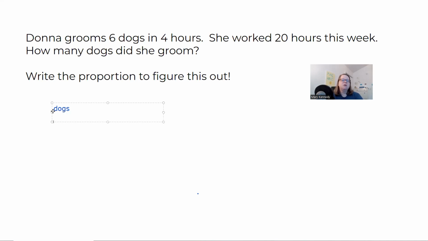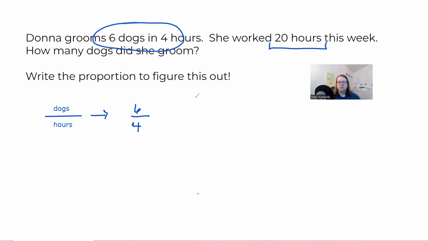I'm going to put the dogs as the top number and the hours as the bottom number. And so it's going to be like dogs over hours. So in this case, I have 6 dogs in 4 hours. That's what we know here. And then it talks about she worked 20 hours this week.